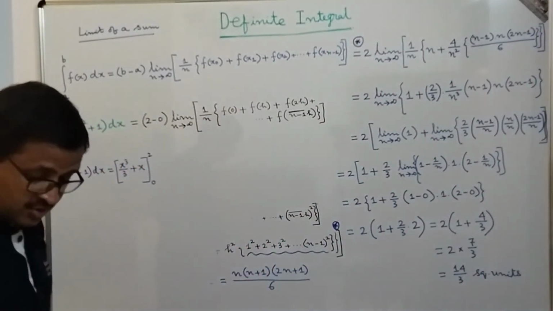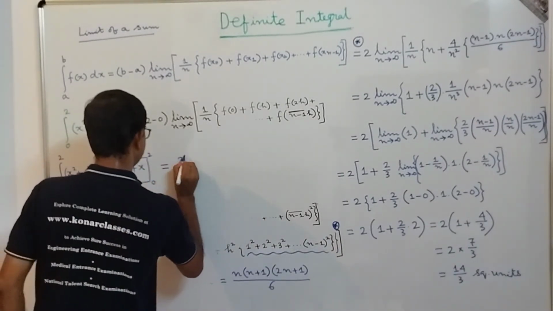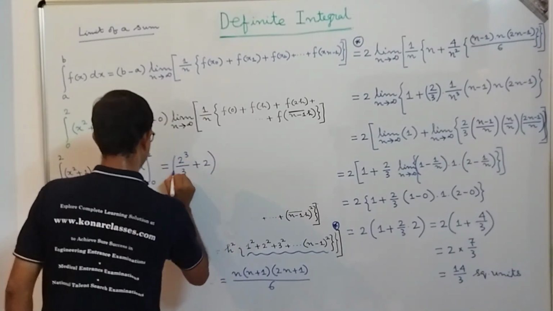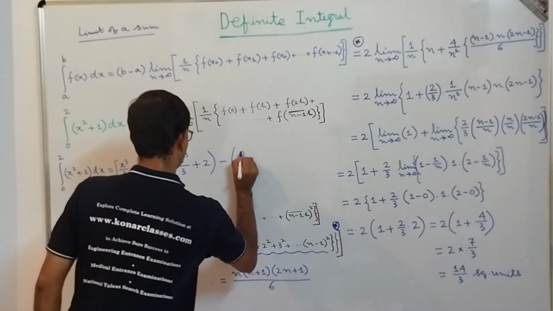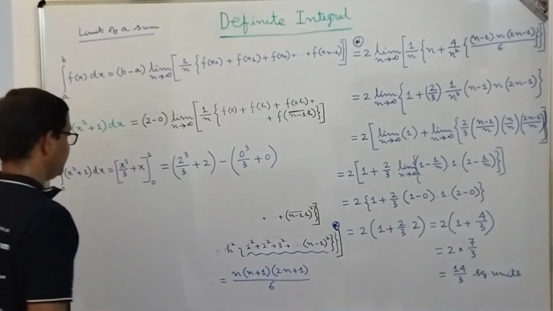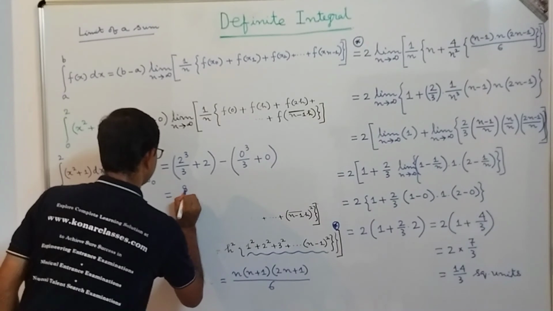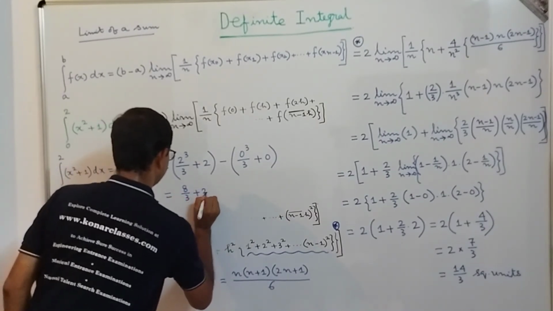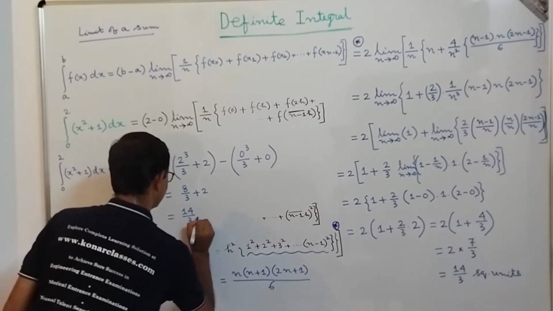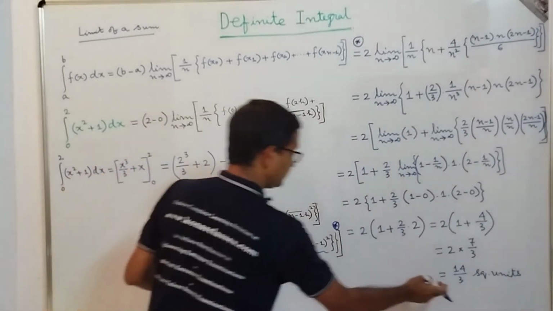So from here we get this is equal to x cube, that means 2 to the power 3 by 3 plus 2, minus 0 to the power 3 by 3 plus 0. So that is equal to 0. You need not worry about this thing. So 8 by 3 plus 2. So that is equal to what? It is 14 by 3 square units, which is matching with this one.